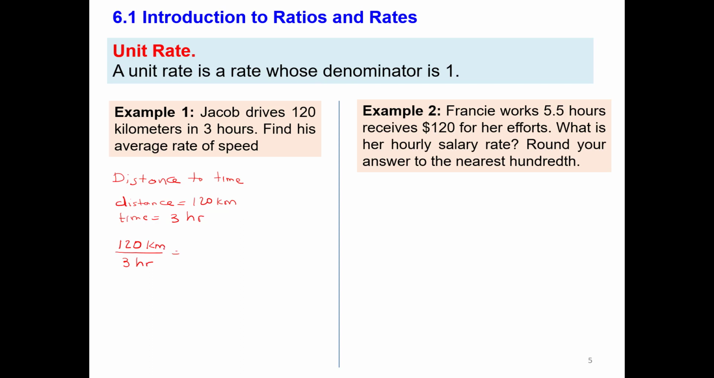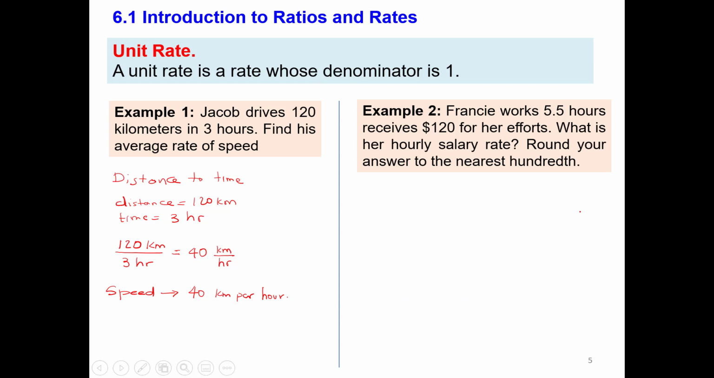And 120 divided by 3 equals 40 kilometers per hour. Then in this case, we can see the denominator equals 1. Then this means the speed equals 40 kilometers per hour. Yes, the speed is 40. The average speed is 40 kilometers per hour. Let's try the next one.